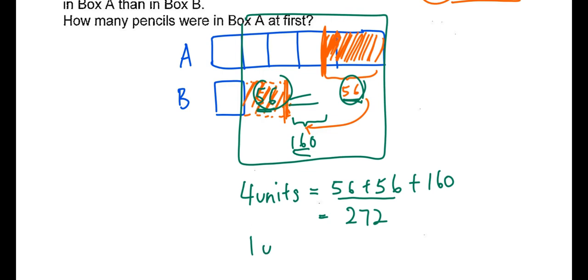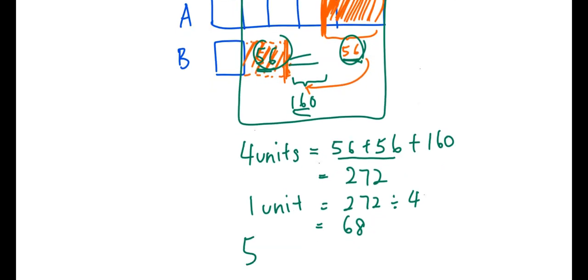Now 272, find for 1 unit, which will be 272 divided by 4. It gives you 68. Now how many pencils were in box A at first? Now because box A had 5 units originally, so I'm just going to take 68 times 5. It's going to give you 340 as the final answer.